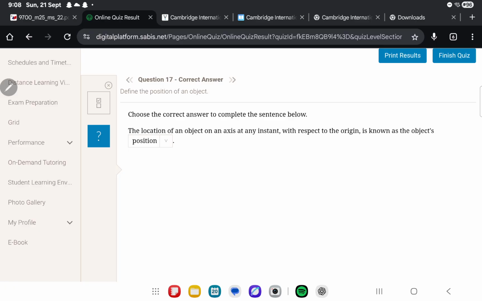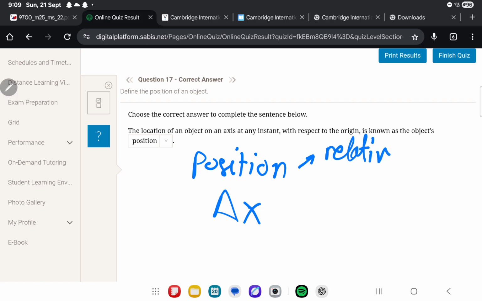Okay, here's the difference. So you have position and you have displacement. I'll refer to displacement as delta x because I'm not going to write it out. Now, position is relative to the origin, so relative to O. Now, the displacement is relative to its initial position.